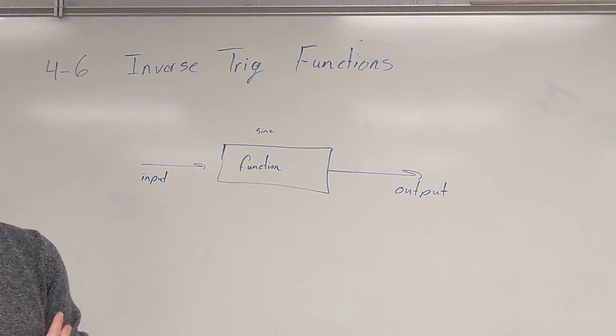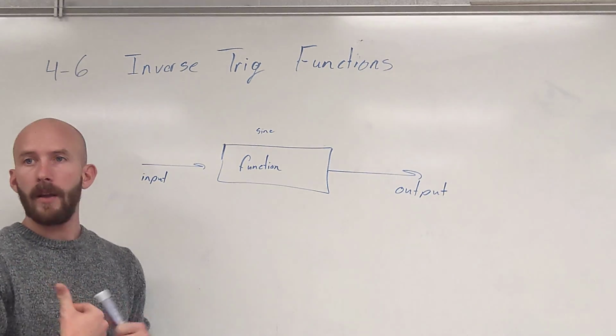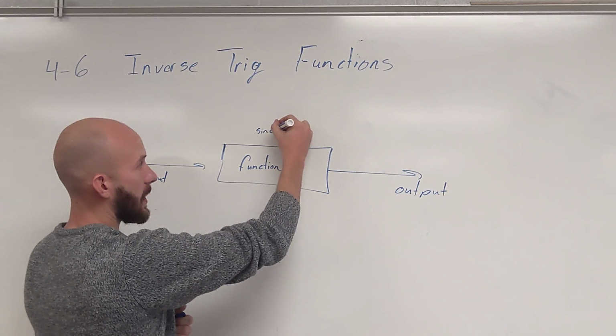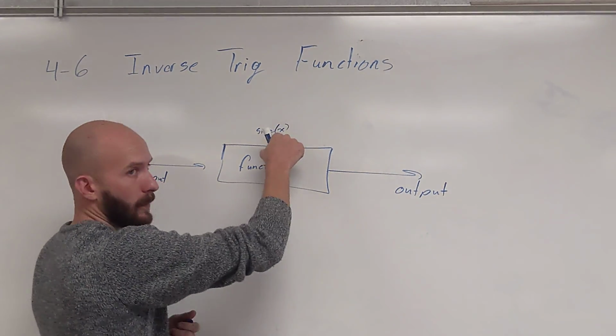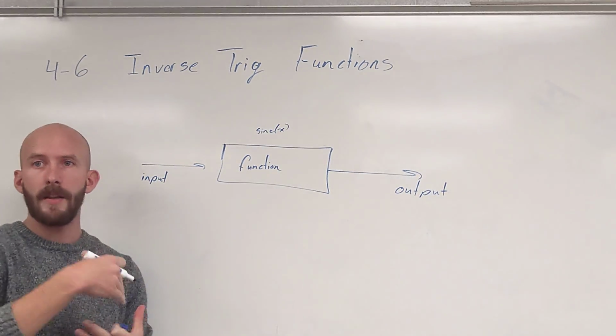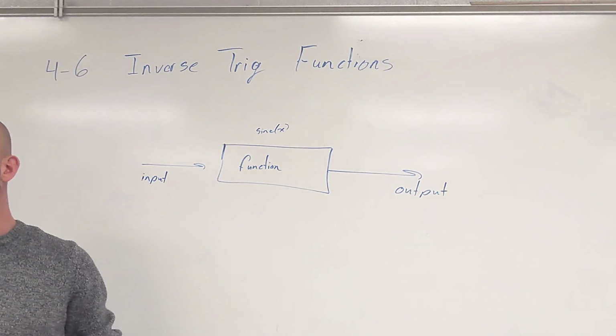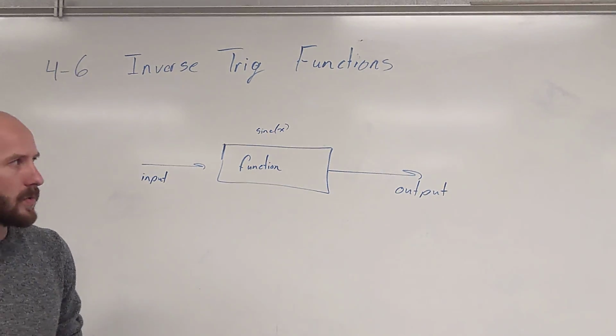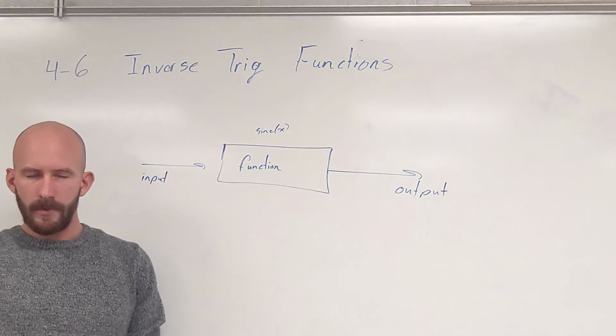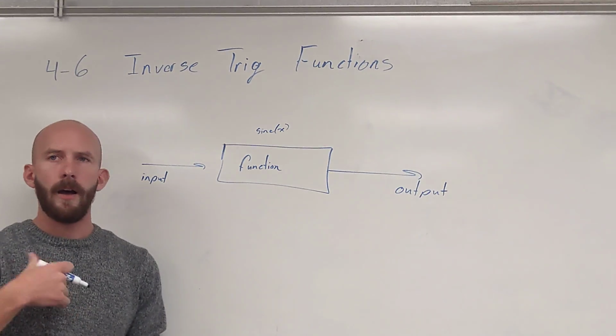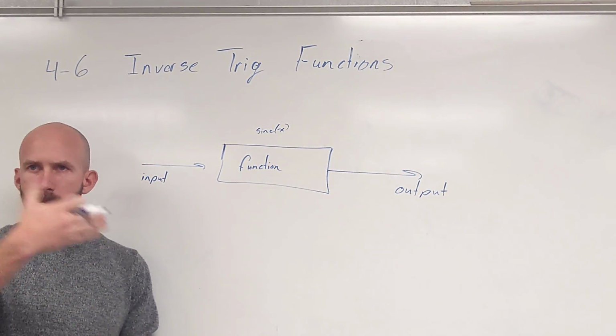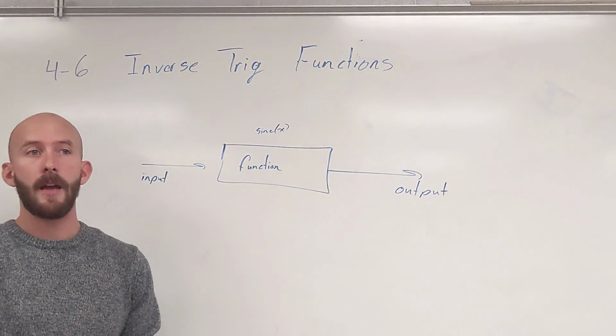Remember from my trig functions, my inputs are angles, right? If you think of sine of x, what are my x values, right? What I'm putting in, it's sine of an angle, right? We typically use radians, but degrees would technically work there. Does that make sense to everybody? The input to my trig functions is always going to be an angle, okay?